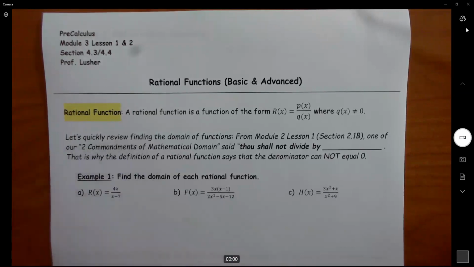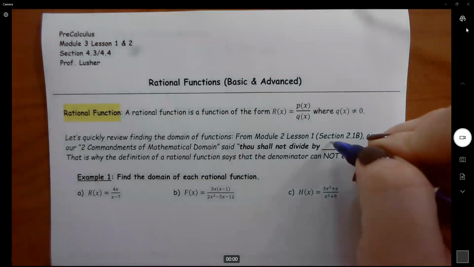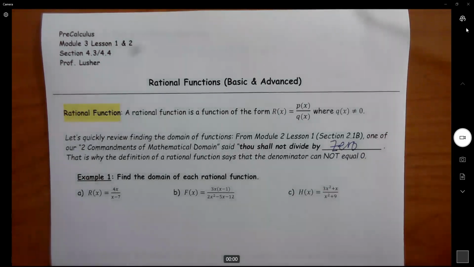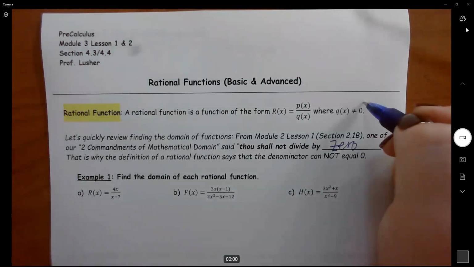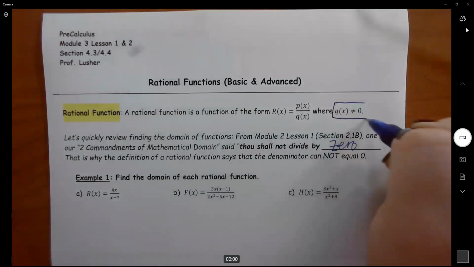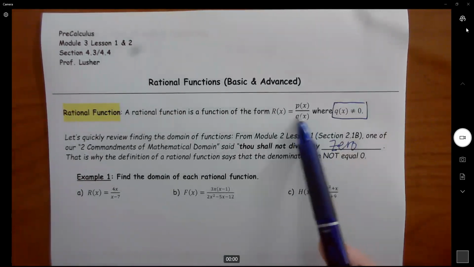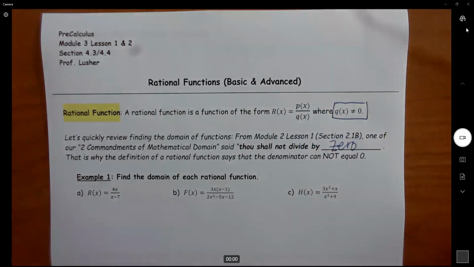Let's quickly review finding the domain of a function, because we have actually already done this without saying we were finding the domain of rational functions. From Module 2, Lesson 1, Section 2.1b, one of our 2 commandments of mathematical domain is: thou shalt not divide by what? By 0. Which is exactly what we are saying here, that my Q of x cannot equal 0. That is part of a rational function's definition.